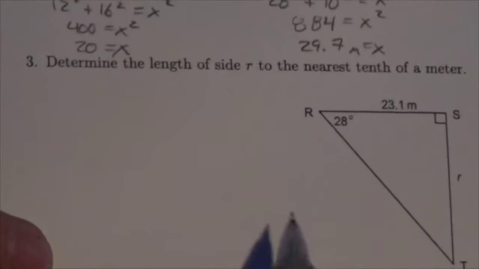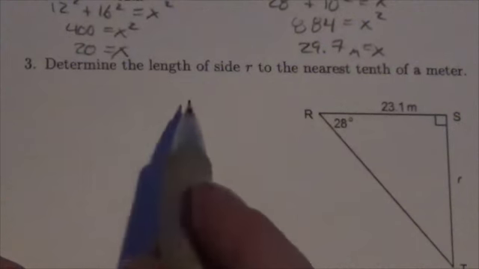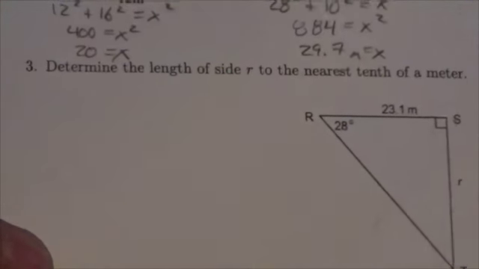Hey, hi everybody. This is the Math 10 trigonometry review. This is short answer number 3. Determine the length of the side r to the nearest tenth of a meter.